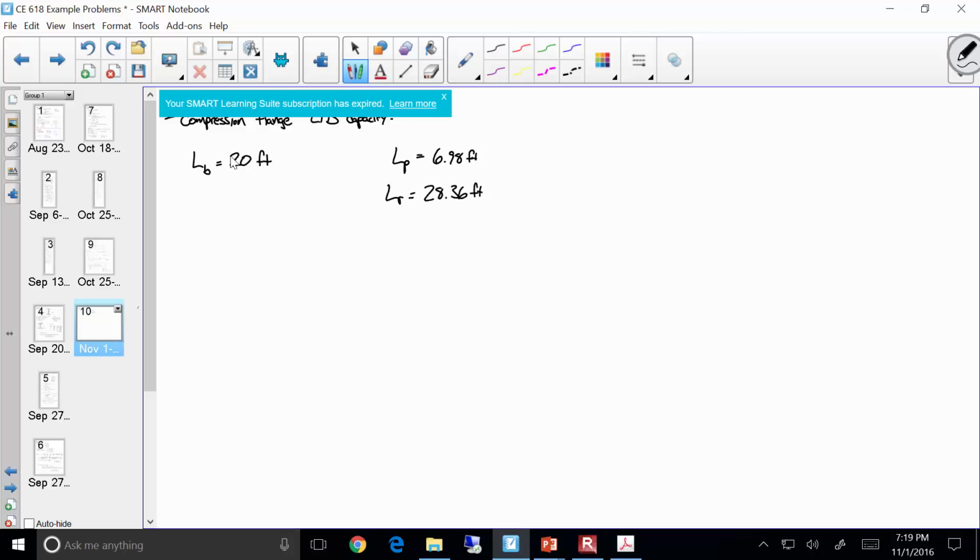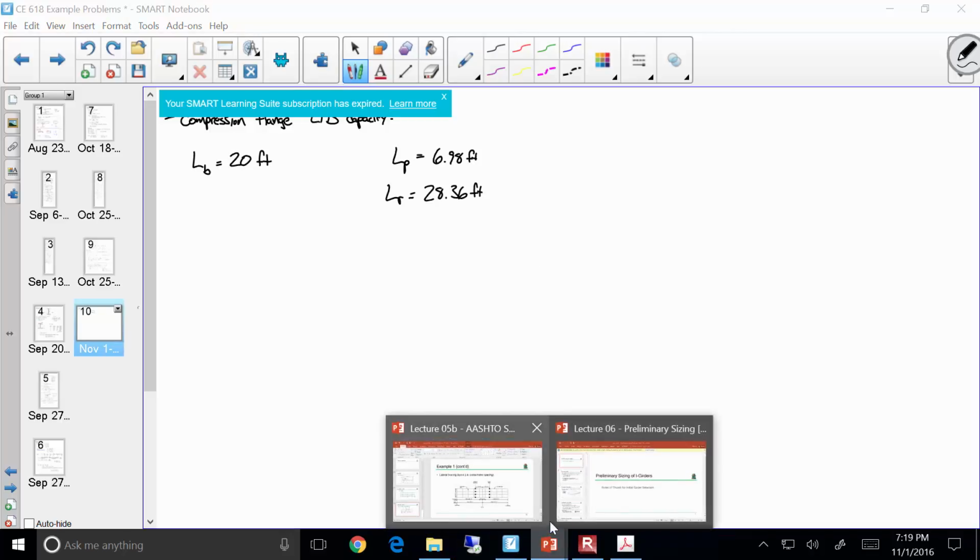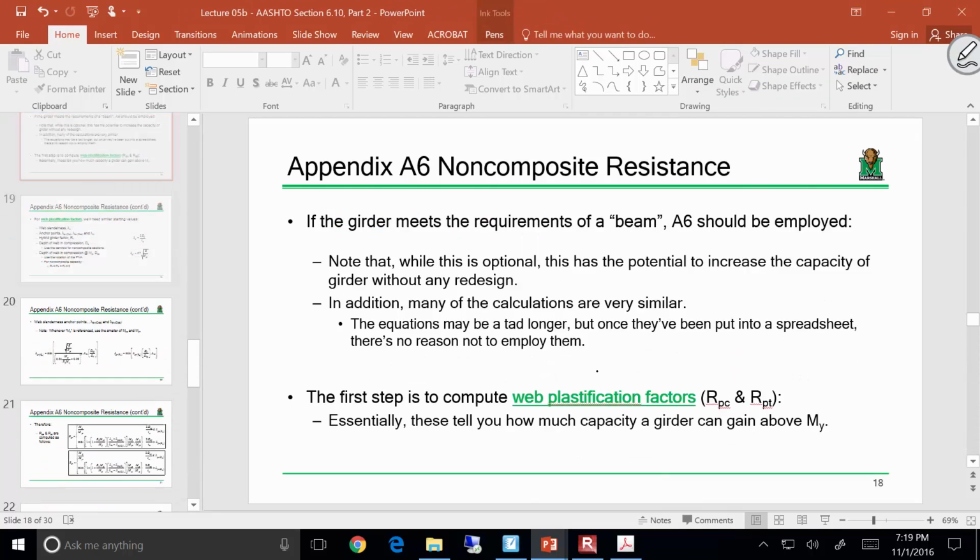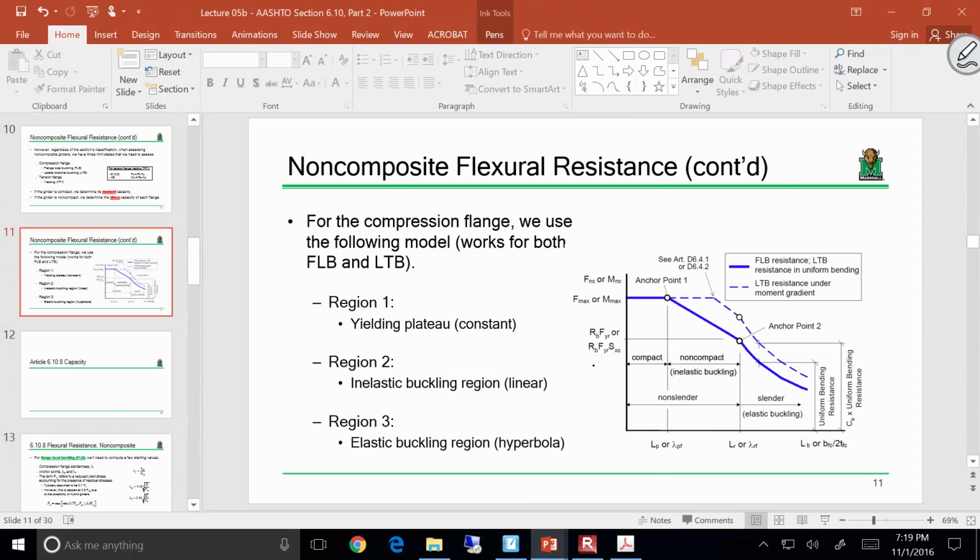Okay. So if you look at this, let me go back here to my familiar image. Okay, so look at this. It's the same story, okay? That's LP, right? And it's what, 6.98 feet? This is LR, and it's 28.36. We are dealing with a cross frame spacing that's 20 feet. So we're somewhere about like that. And we're still dealing with that linear fit, right? Same story, okay?